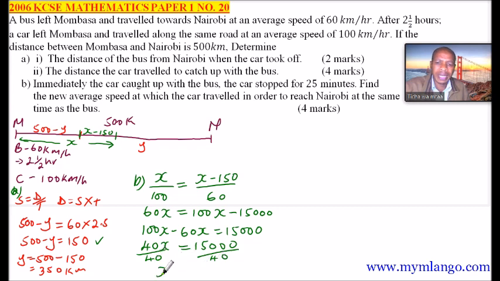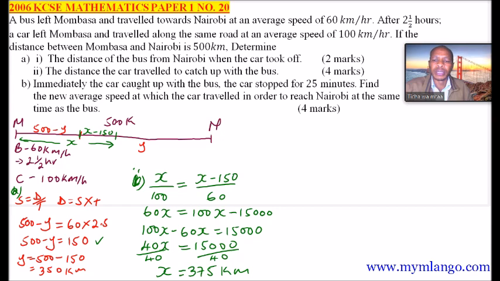Here you can apply your calculator. You'll be able to get the value of x is 375. That is kilometers. So that is the distance the car traveled to catch up with the bus. Now this is actually Roman numeral 2.